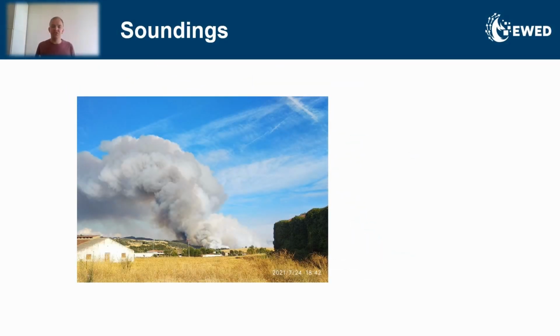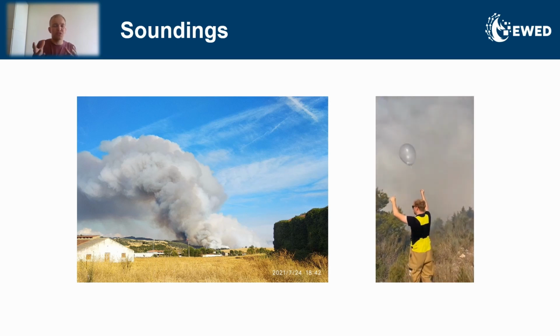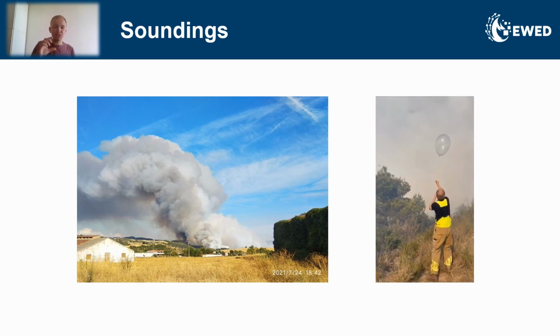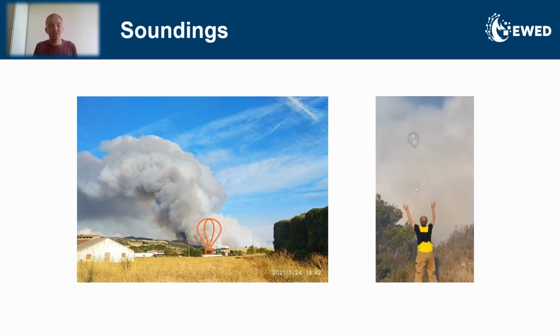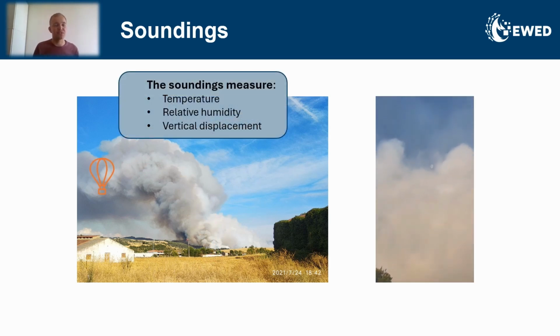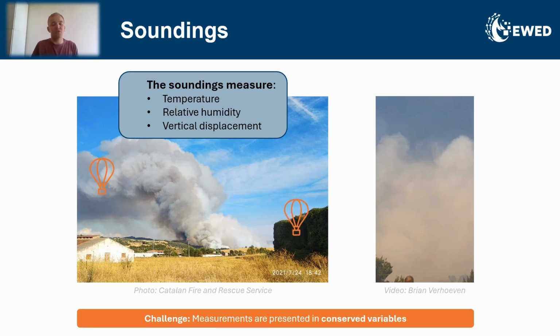To check our predictions, we can make use of soundings. In other words, very small balloons that are coupled with a measurement device that measures temperature, relative humidity, and the vertical displacement. And we can launch these soundings either inside plumes to measure the temperature and relative humidity inside the convective plumes. And we can launch these balloons also in the environment in which the plumes develop. Both of them provide us useful insight into whether our predictions are correct or not.